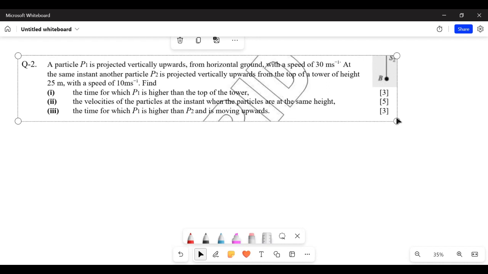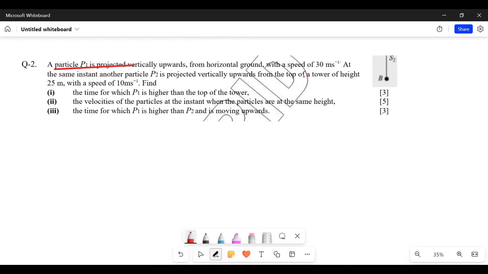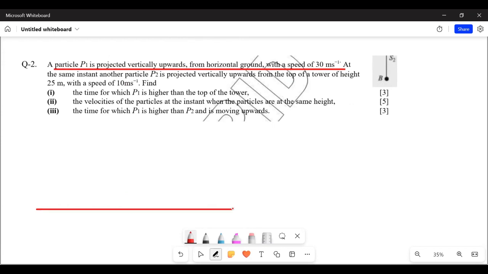Okay, particle P1 is projected vertically upward from the horizontal ground with the speed 30 meters per second. Okay, let's draw this. So there's a ground and there's a particle P1 which is projected upwards. So I'm going to make double arrows indicating upward movement. And its initial speed is 30 meters per second. That means U is 30 meters per second.